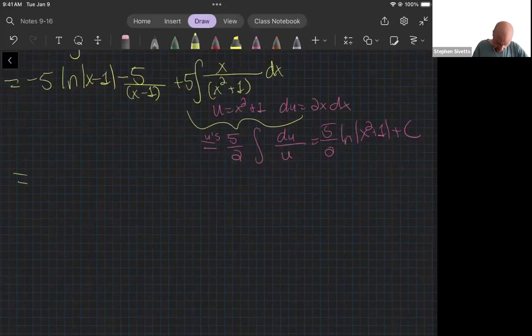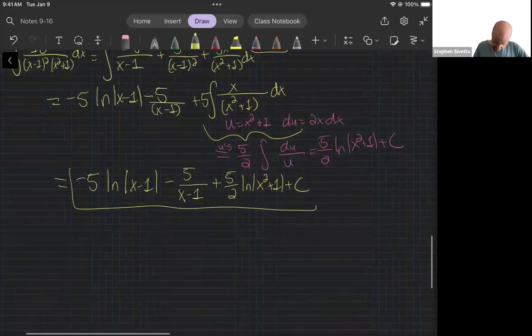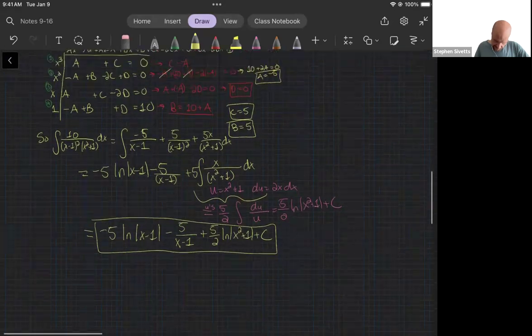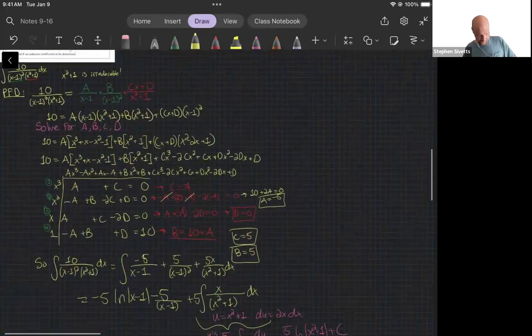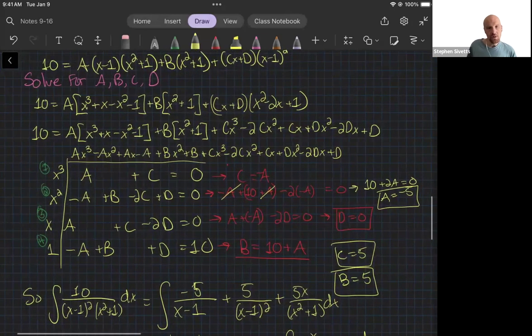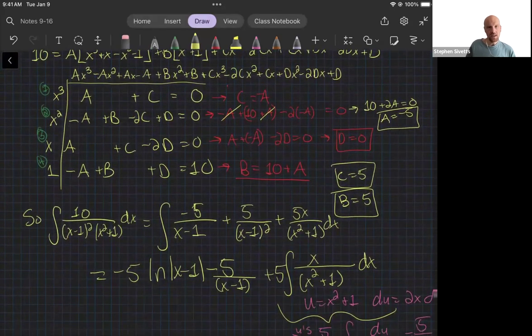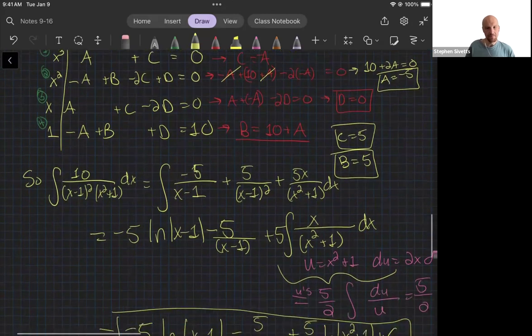Right, so altogether, this equals minus 5 times the natural log of the absolute value of x minus 1, minus 5 divided by x minus 1, plus 5 halves times the natural log of the absolute value of x squared plus 1 plus c. So that's the final answer. Sorry that took a while. But yeah, so this is the work. So hopefully that made sense. So this is the other way to solve for the coefficients A, B, C, and D, right?